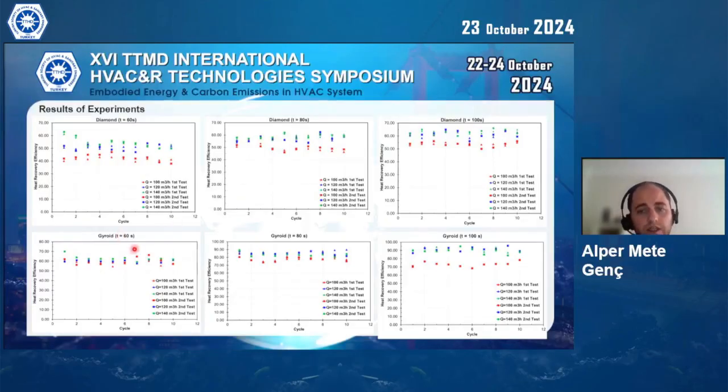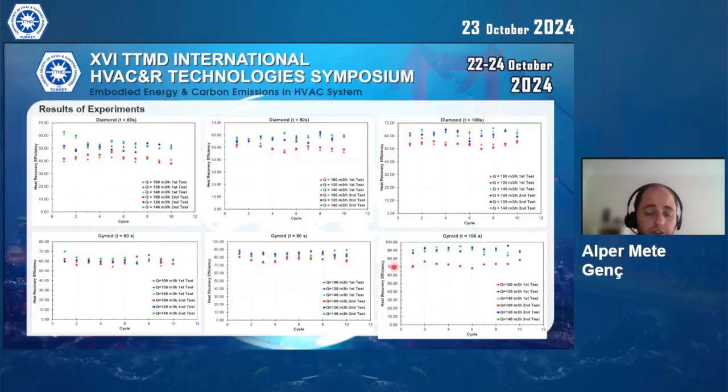In here, in the lower figures, the heat recovery efficiency values of the gyroid geometry are shown for the same cycle times. According to the obtained data, the efficiency increases as the cycle time and airflow rate increase, similar to the diamond heat exchanger. Also, with increasing cycle time, the efficiency values at different flow rates approach each other, like the diamond.